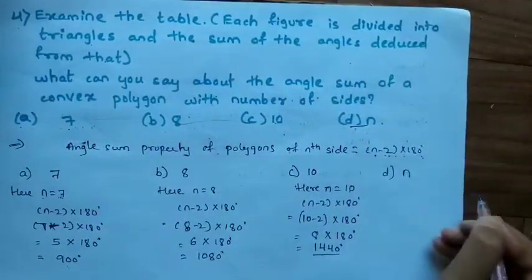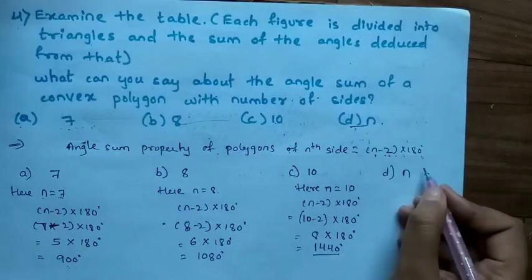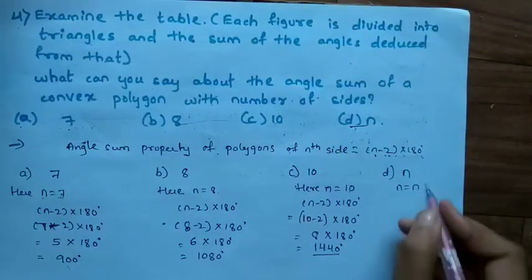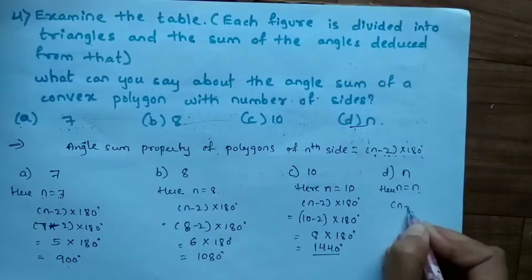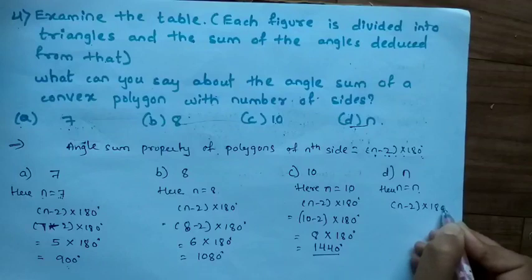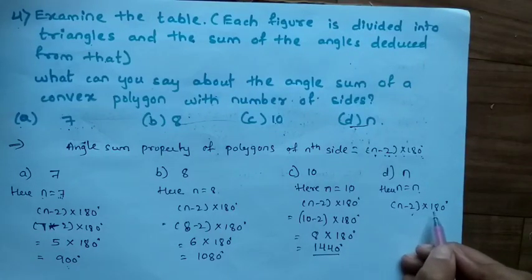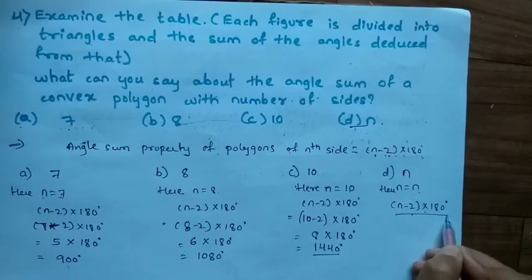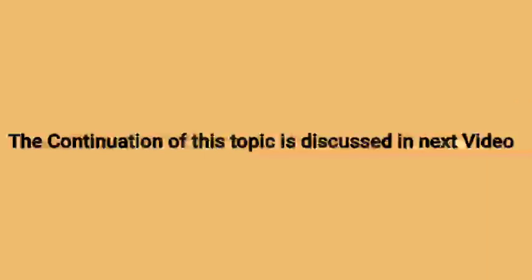Next, the D question. The D question is n only. Here they have not mentioned any number. They gave a general name, n. So here n is equal to n. The formula is (n minus 2) into 180 degrees. This means the angle sum property of polygons of nth side is (n minus 2) into 180 degrees. This is the solution for the fourth question.